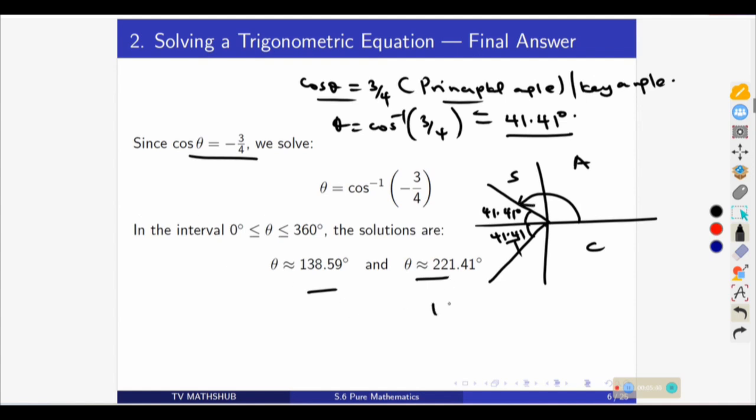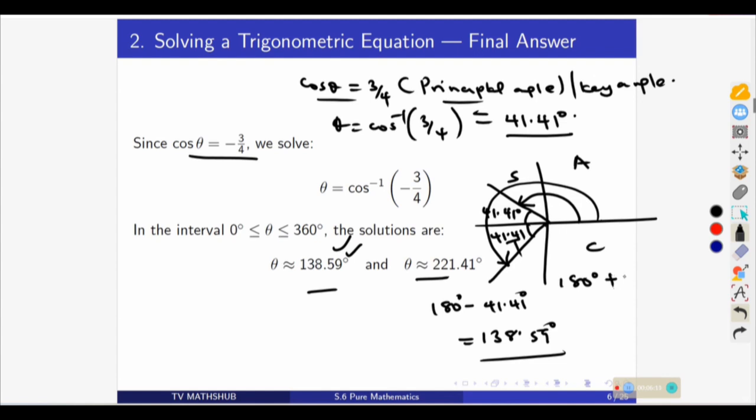So that is same as 180 minus 41.41 degrees. So when you get 180 minus that answer there, you should be able to get 138.59 degrees, which is this value. So I need the second angle, which is this angle here, starting from here up to this given point, which is same as getting 180 degrees plus 41.41 degrees. And this will be able to give us 221.41 degrees. So that is how best we get those answers there.